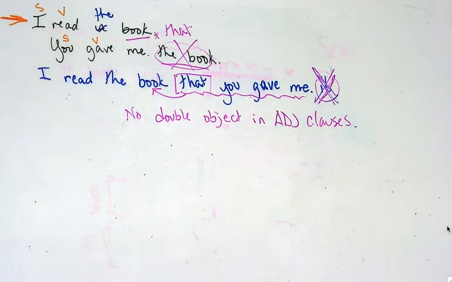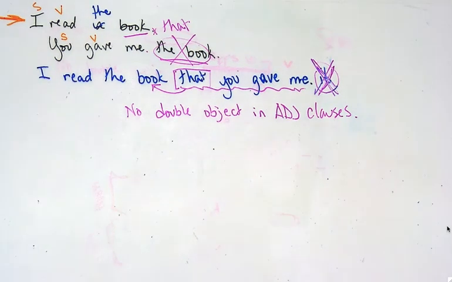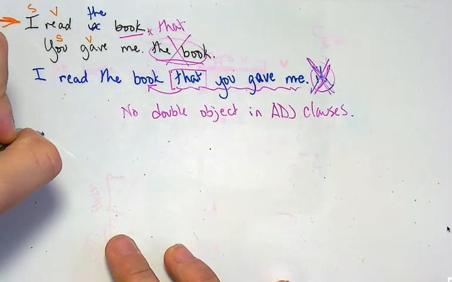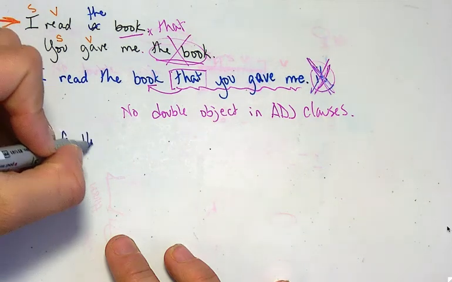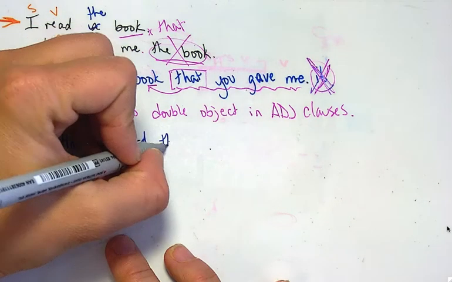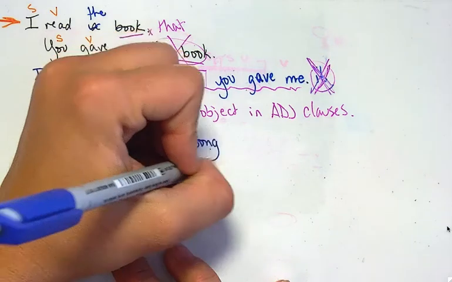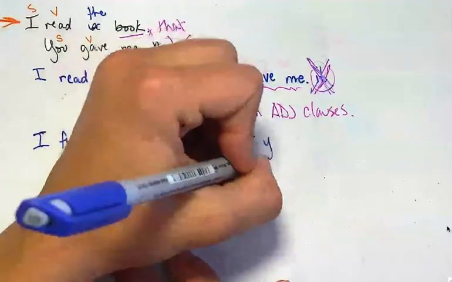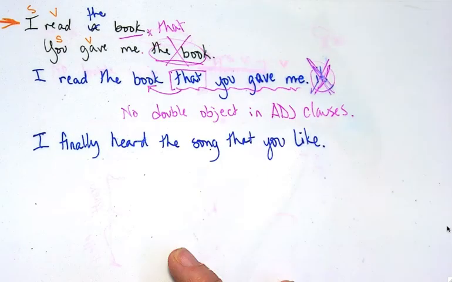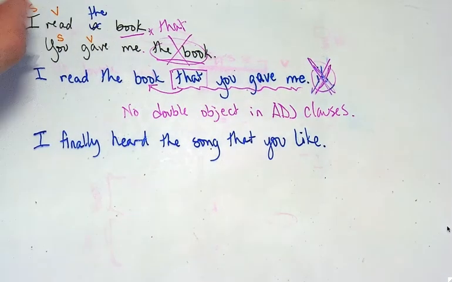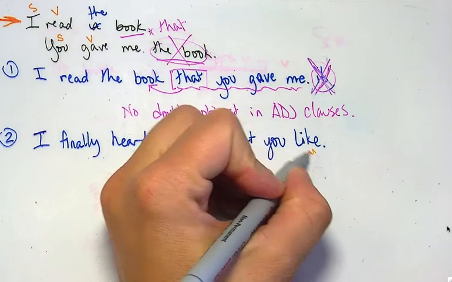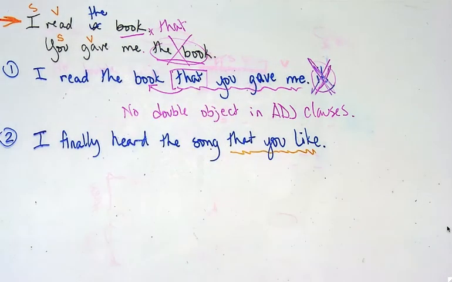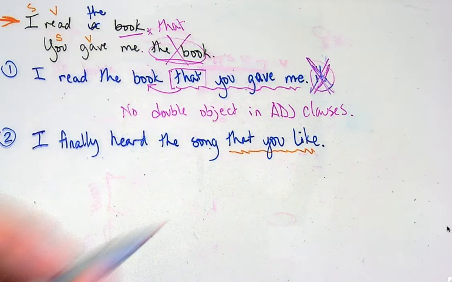Let's take a look at another example. I finally heard the song that you like. Where is our adjective clause in this one? Our adjective clause is right here, that you like. What kind of song? Which song? Tell me more about the song. Oh, the song that you like.